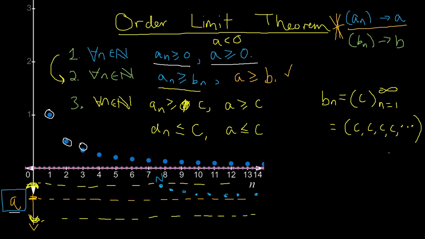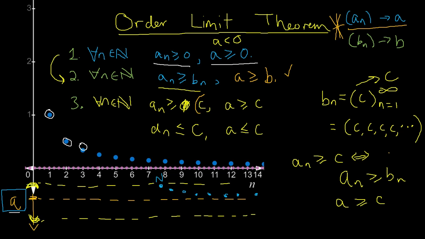Using that fact, we can employ part 2. By part 2, we know that for all natural numbers n, a sub n is greater than or equal to c. This is the exact same thing as saying a sub n is greater than or equal to our b sub n sequence. By part 2, b sub n clearly converges to c. Nothing's changing there. So our limit a is greater than or equal to c. And we're done. By replacing this constant c with a sequence of just c, we're able to take part 2, throw it in there, and get a nice clean answer.